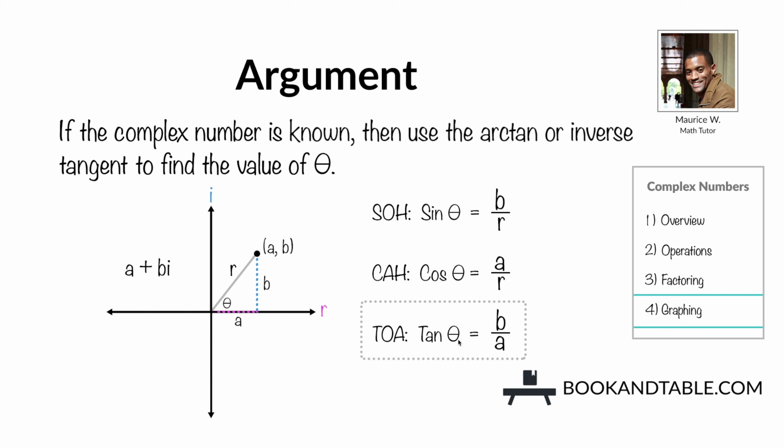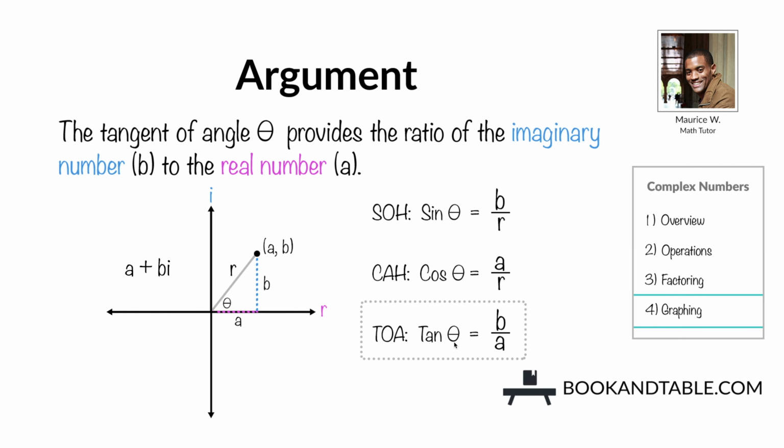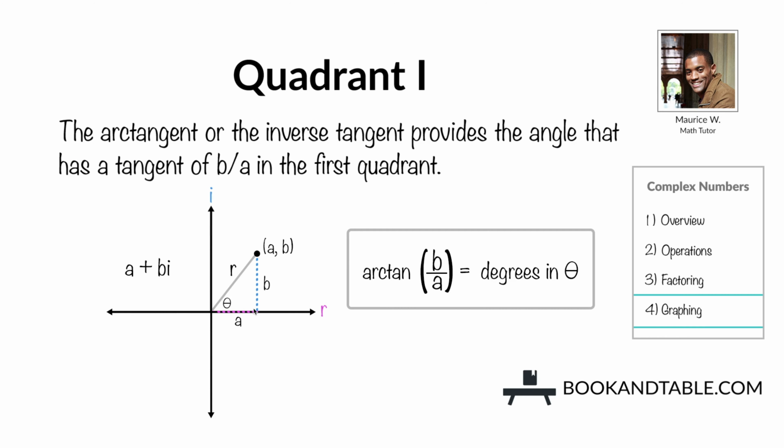Since tan of theta is equal to b over a, just by having the complex number, we'll then have a and b every time. Thus, we'll be able to use tan theta equals b over a. So the inverse tangent will then give us what the angle is. The tangent of theta provides the ratio of b over a, but the inverse tangent provides the actual angle in degrees.